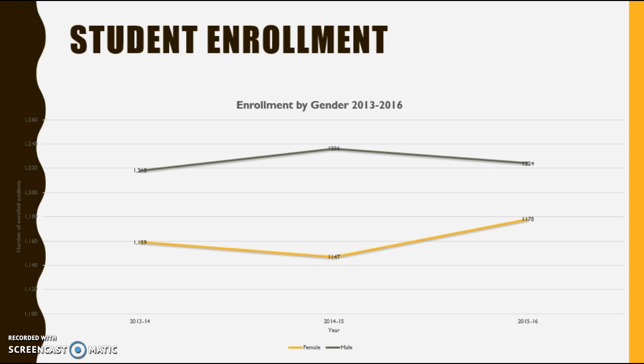Here's a breakdown by gender. We always have more male students. Even in 2014-2015, when we had a dip in female students, the males overcompensated for that to still even have a rise in growth in student population.